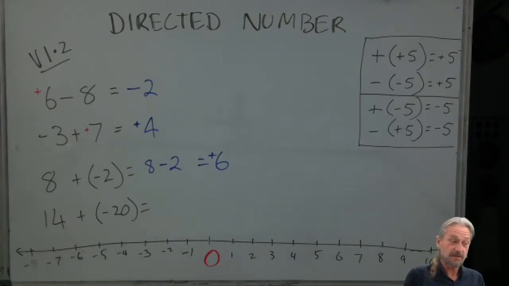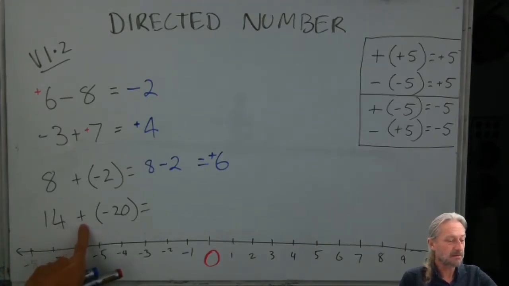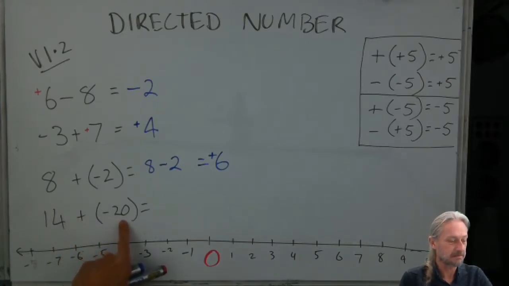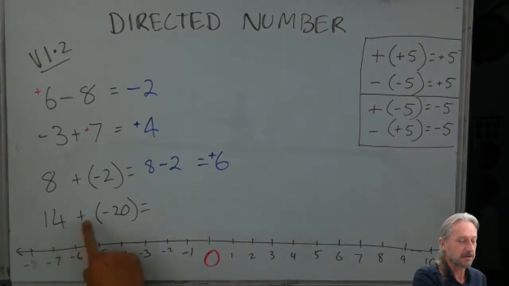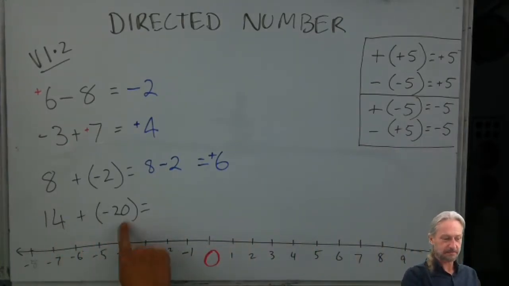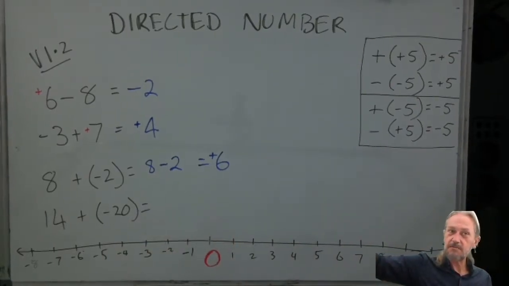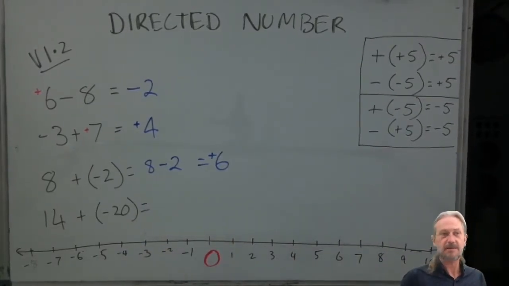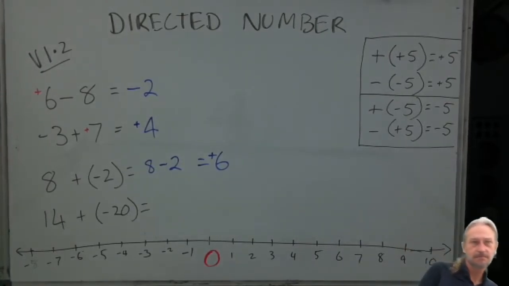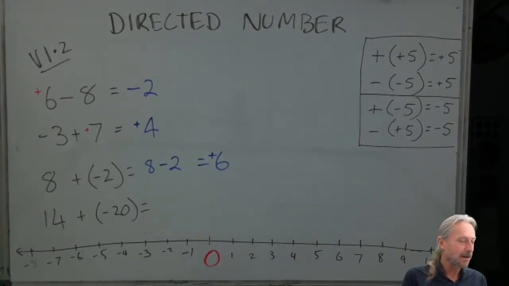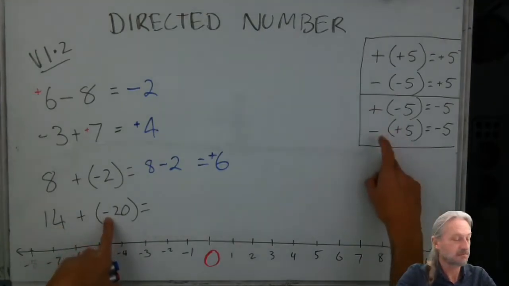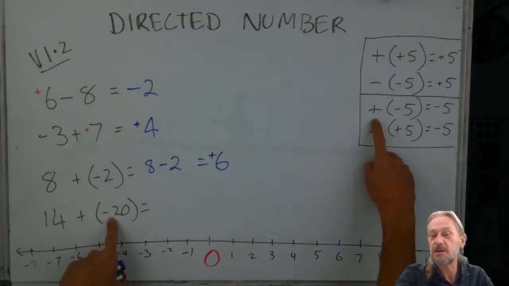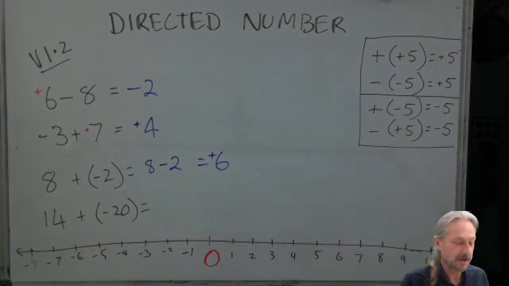14, and that is a positive 14. And we're adding negative 20. So in the same way, we could think of this as 14 subtract positive 20. So we'd start out at 14, right out here beyond the end of where I've made it to 10. And because this is the same as 14 take away positive 20, because of this interchangeability.